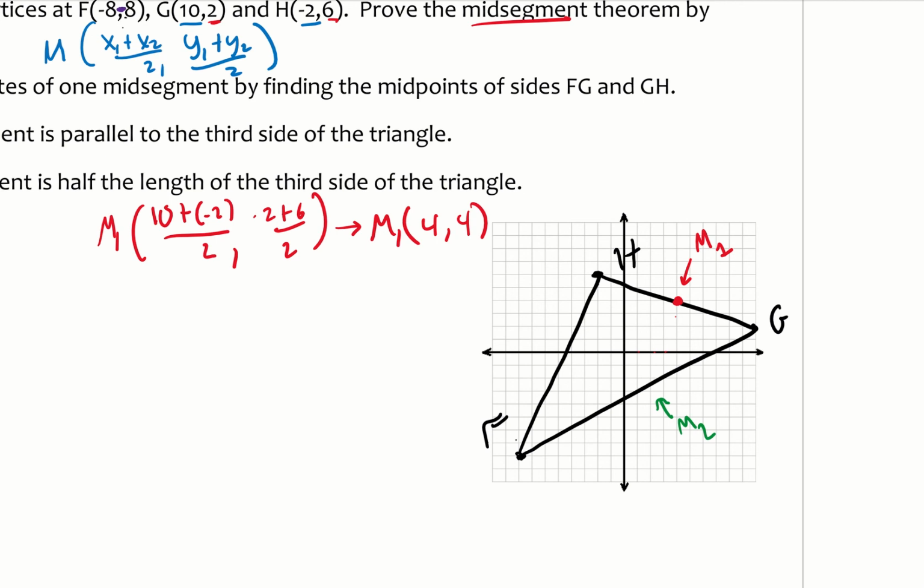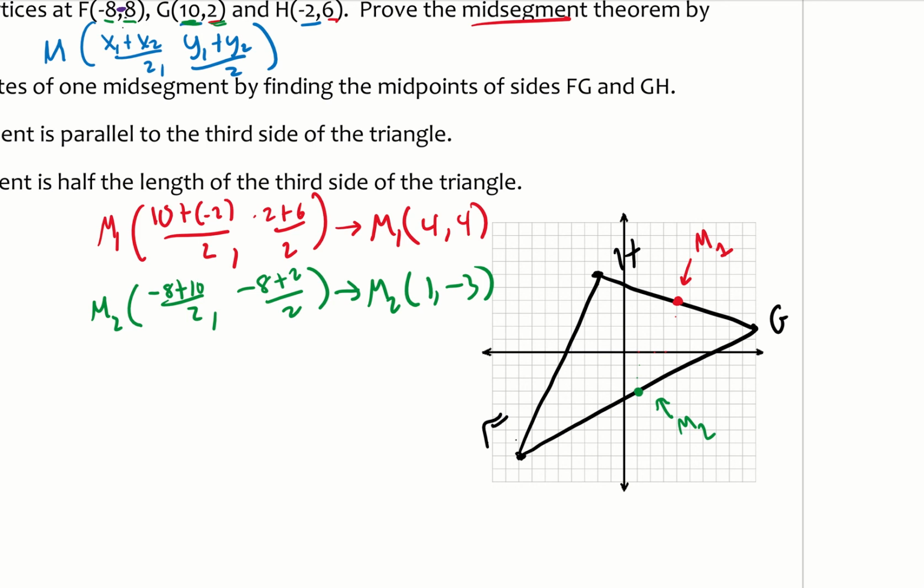So now we'll need to do the midpoint for FG, calling that midpoint 2. So do the coordinates of F and G. So add the x coordinates for F and G, -8 plus 10, then divide that by 2. Add the y coordinates, -8 plus 2, divided by 2. So the final midpoint here is 2 divided by 2 is 1, -6 divided by 2 is -3. So we have 1 and -3 right here.